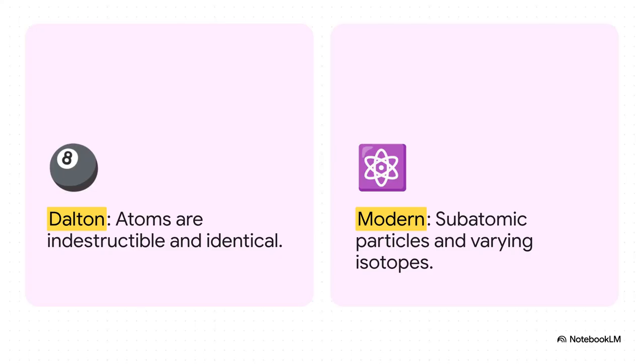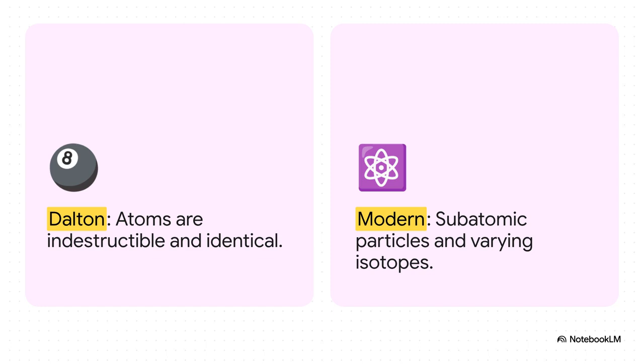You know, it's really easy to look at a modern textbook and just assume science always had the right answers. But our understanding of matter actually started out as a brilliant, yet fundamentally flawed guess. Back in the early 19th century, John Dalton proposed his famous atomic theory. He pictured atoms essentially as solid, indestructible billiard balls. He was absolutely convinced that all atoms of a specific element were completely identical in mass and size.